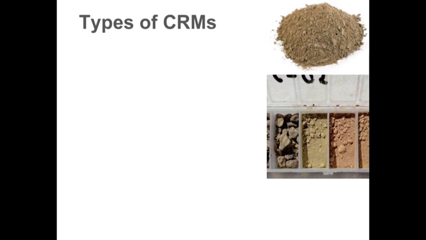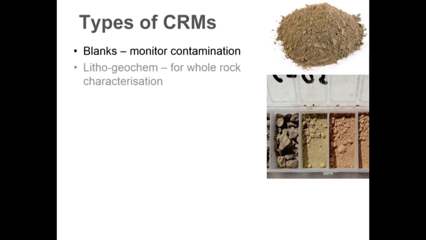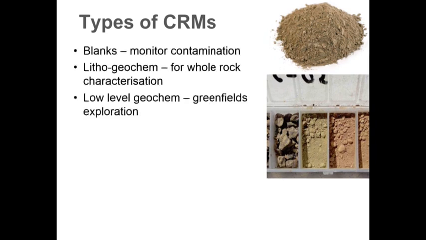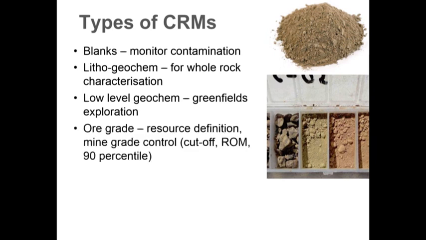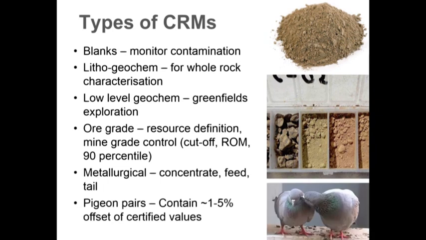And pigeon pairs, these contain a 1 to 5% offset in the certified values, and they're used to be tricky for a laboratory who may think that they're getting a lot of variability, so if they do any funny business like smoothing data, they'll become unstuck. I'm sure they don't do that, do they? So you submit both standards in each batch at the same time. You should see that offset preserved over multiple submissions when averaged out.